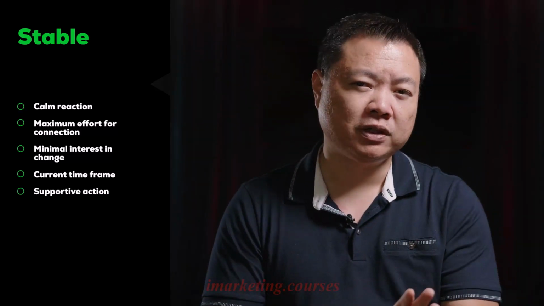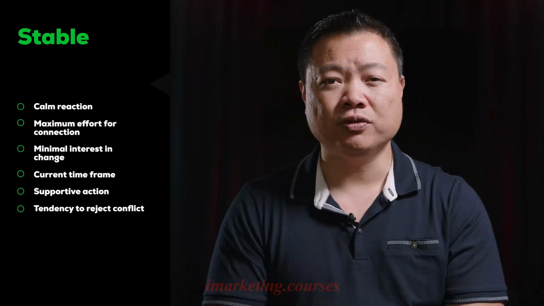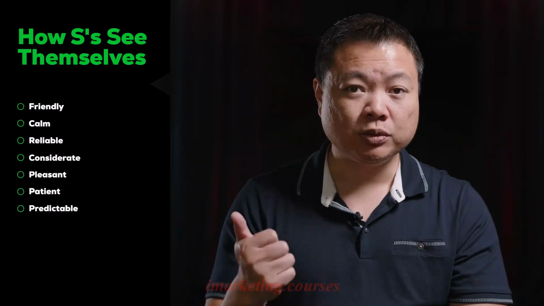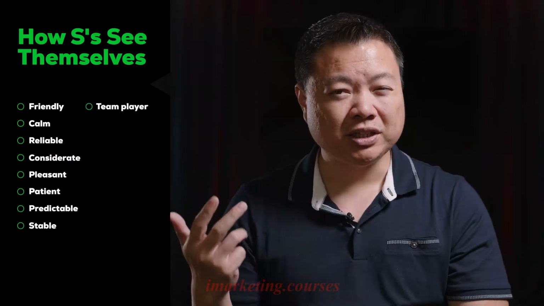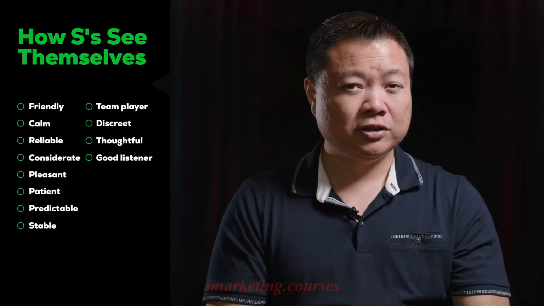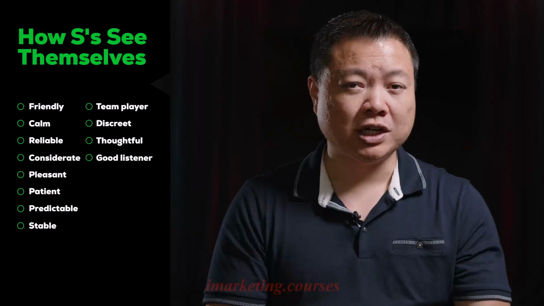S's are also in the present time frame. They're very supportive in their action and have a tendency to avoid conflict. They don't want to upset other people. So how do S's see themselves? Friendly, calm, reliable, considerate, pleasant, patient, predictable, stable, team player, discreet, thoughtful, and a good listener. And those are pretty great ways to describe oneself.